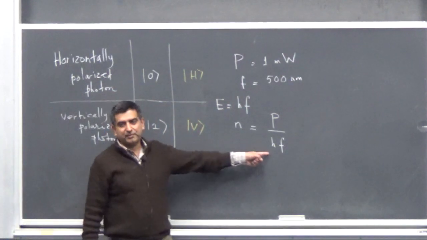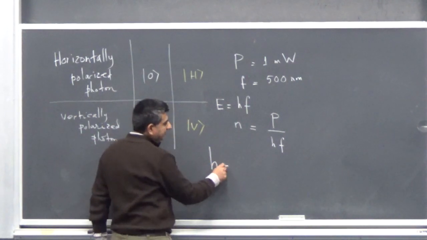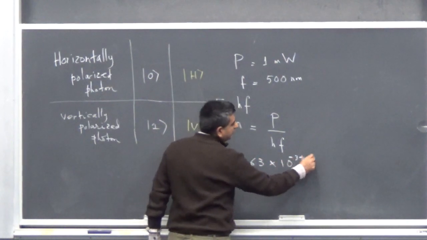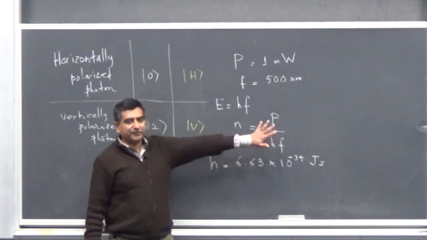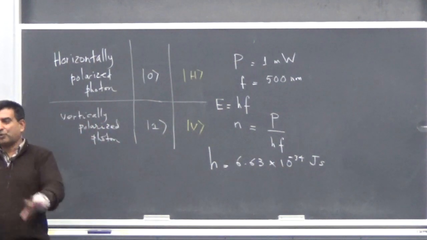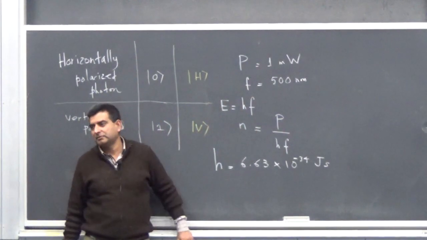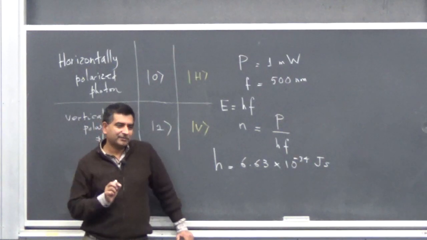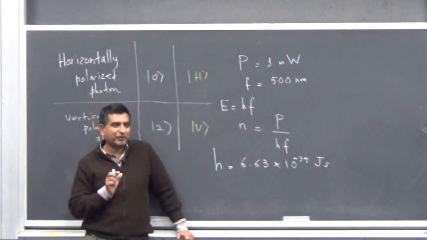Now, h is a really small number. If you don't remember, h is something like 6.63 times 10 to the power minus 34 joule seconds. It's a really small number. So if you put in the numbers, this N becomes a really, really large number. Billions and billions of photons are coming out from a laser of this small power, 1 milliwatt. But if somehow I were able to reduce the intensity of this laser so that only one photon comes out at a time. Just one photon at a time.